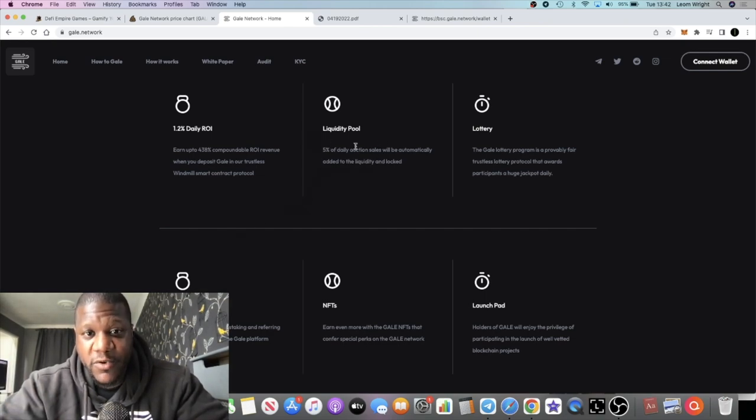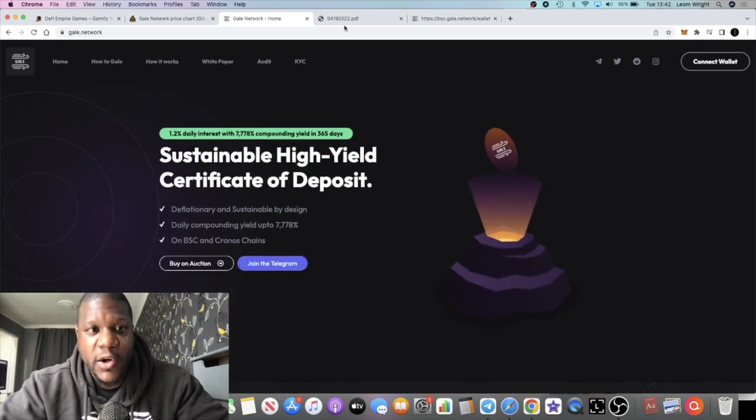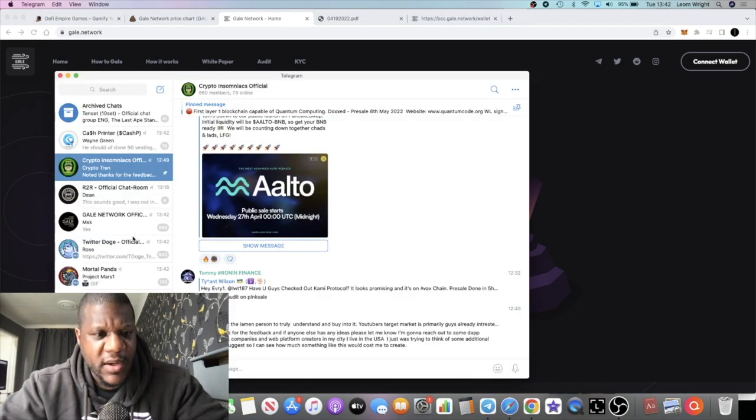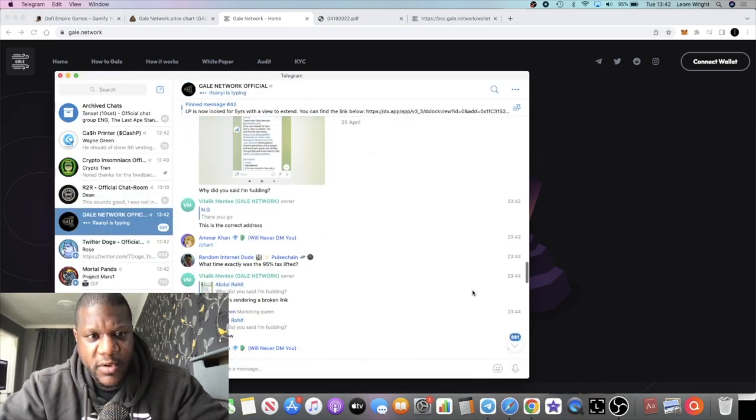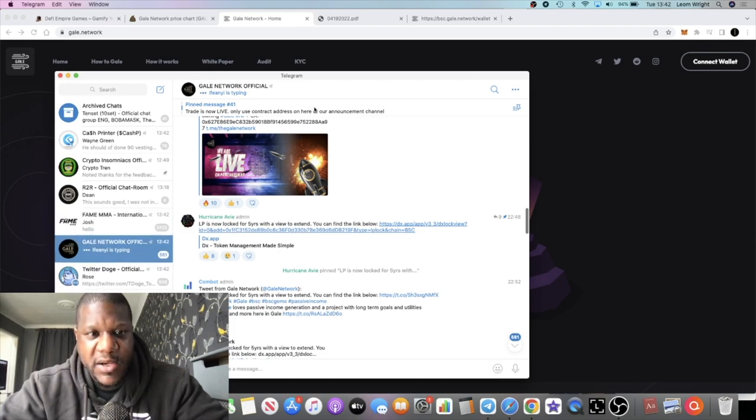So, of course, there's some other tokenomics for you to check out as well. 5% of the daily auction sales go to liquidity, and that's automatically locked. They've actually locked the liquidity for, I can't remember, how long did they lock the liquidity for? 5 years. The liquidity is locked for 5 years, so you can check out the link on there. That's locked in dx.app, so you can check the link. It's right there pinned in the Telegram.